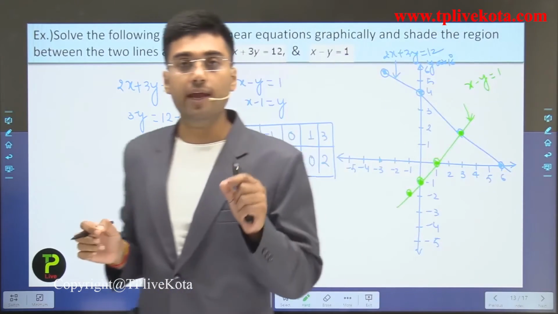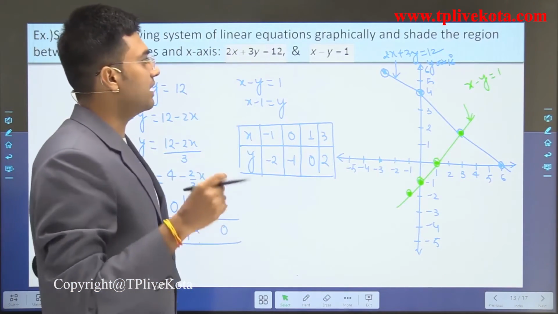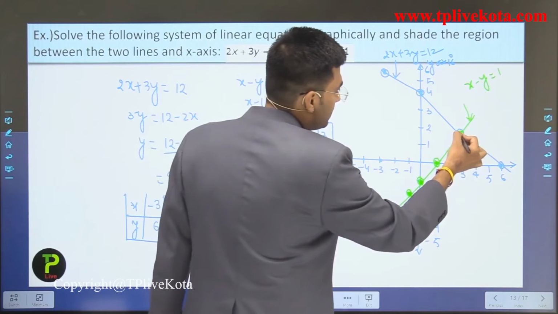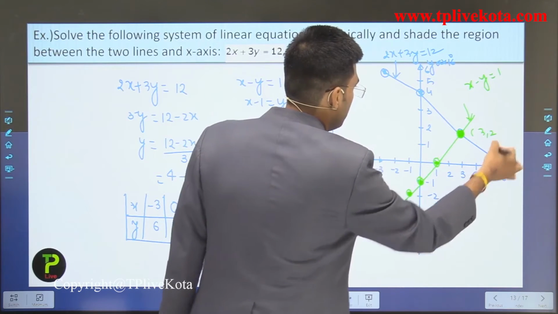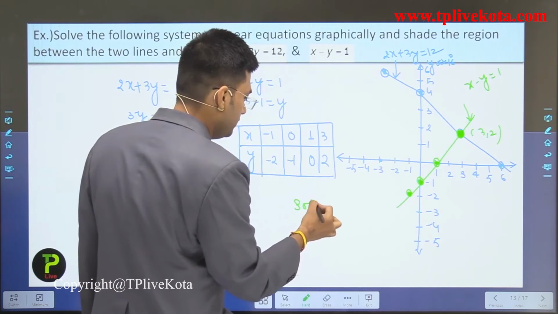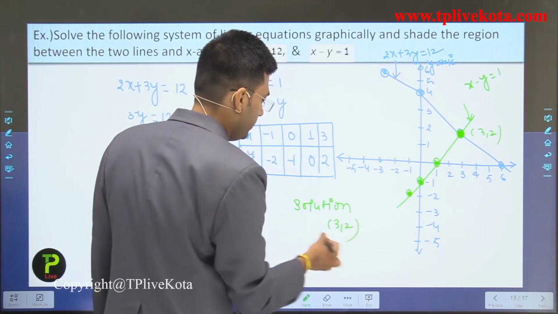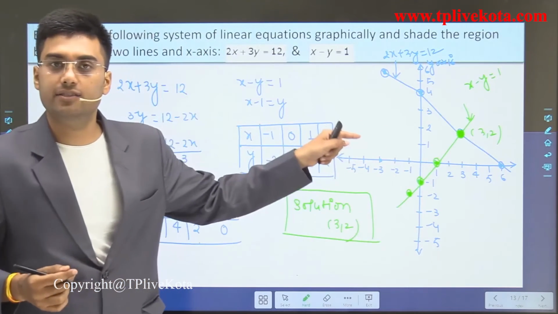We have to solve the system of linear equations graphically. So if these two lines intersect at the point 3 comma 2, the solution of this equation is 3 comma 2, because these equations have a unique solution since the lines are intersecting.